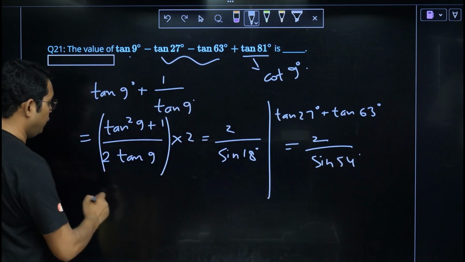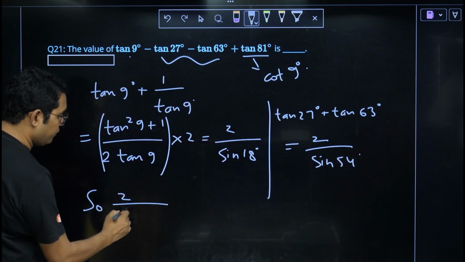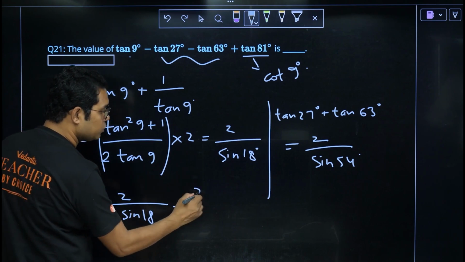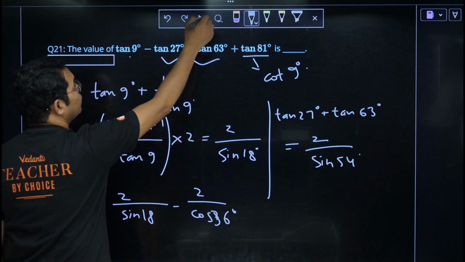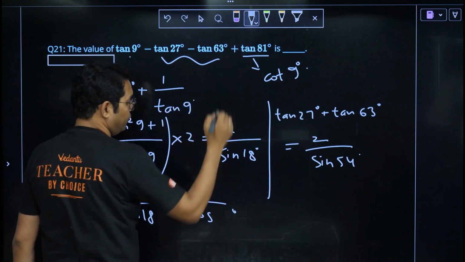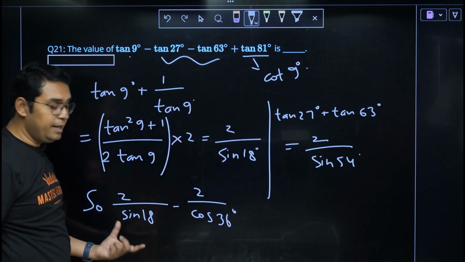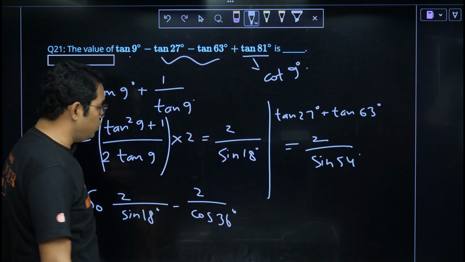So what are we looking for? We are looking for 2 upon sine 18 minus 2 upon sine 54, which I can write as cos 36 also. Why cos 36? Now please listen carefully. These two values, sine 18 degree and cos 36, are standard values. You should remember them.